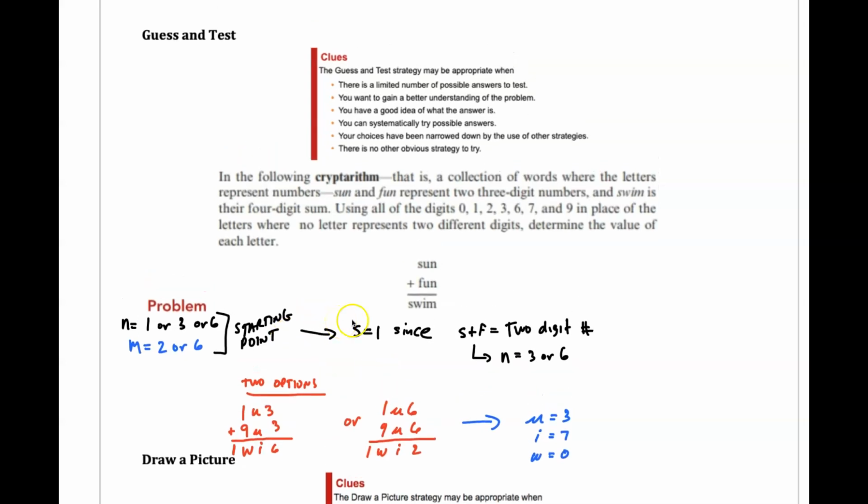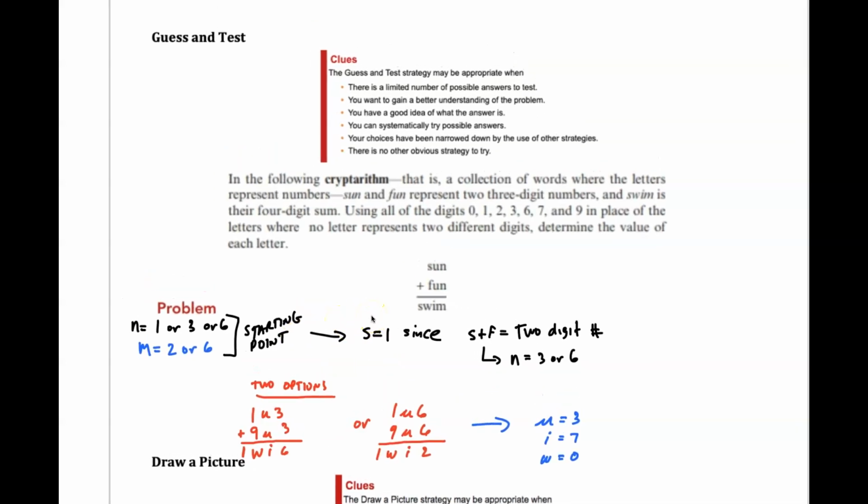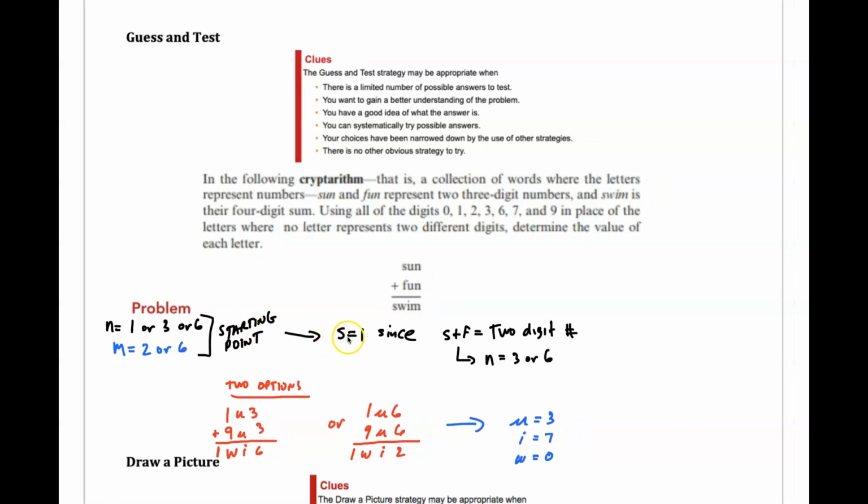Let's continue with chapter 1.1, looking at some more problems and practicing our problem solving. And again, as you go through the video, try not to look at the full solution. Think about how you would solve it.